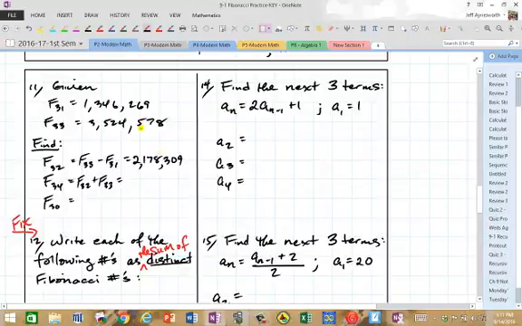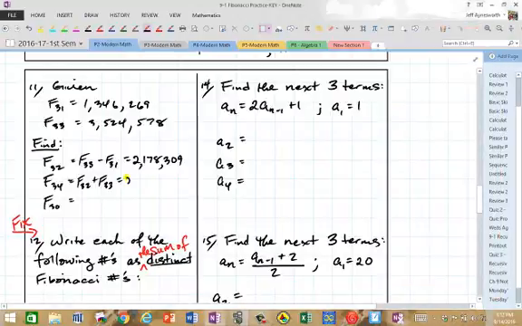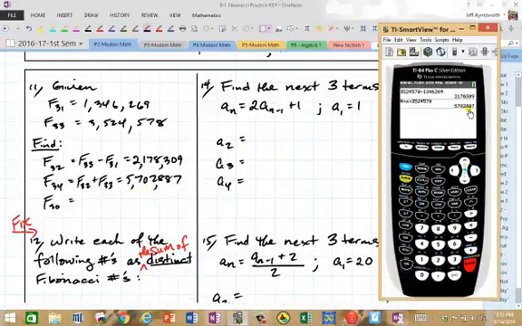Now I have to take that and add it to F33. So plus F33, which is 3,524,578. And we should get the 34th number there. Aha, we got it right now. Okay, so 5,702,887. There we go.